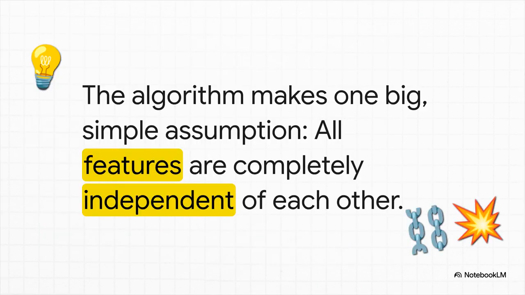But honestly, the really interesting part, the secret sauce, is that word naive. This is the algorithm's secret weapon. It makes one huge simplifying assumption. It treats every single feature as if it has absolutely nothing to do with any of the others. So think about our golf example. This model just assumes the temperature has zero effect on the humidity and the wind doesn't care if it's sunny. Of course, we know that's not really true, right? And that's exactly why it's called naive, but this one little trick makes the math incredibly simple and fast.